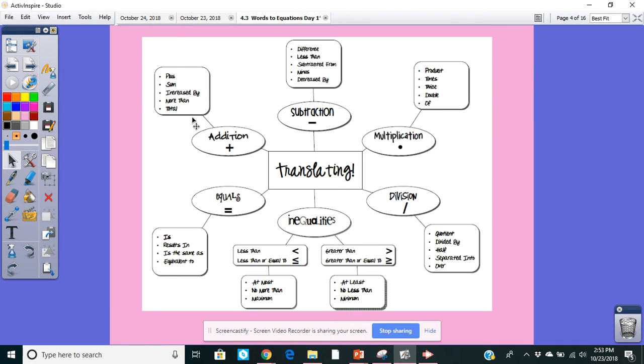This next page you have just has those words spread out in a web diagram, so you can see them all at once. These are great notes to use anytime you're doing problems like this. Anytime you have to write an equation from a word problem, pull these notes out and look at all your keywords. So that is it for this video.